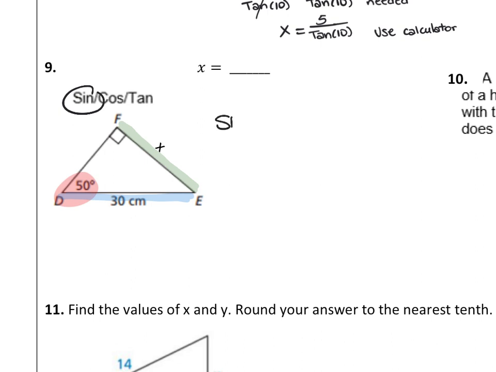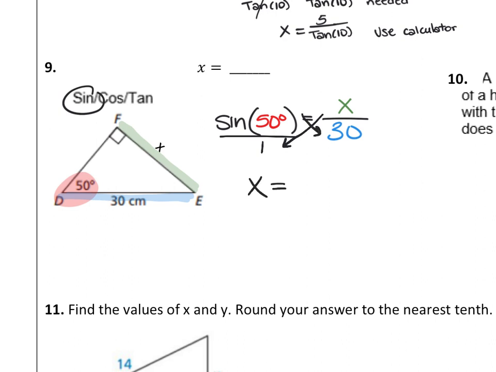We would say sine of 50 degrees, because that's the angle I was given, is equal to blank over blank, which should be the opposite, x, over the hypotenuse, 30. Once we've set up the equation, we treat it like a proportion. So I'm going to put divide by 1 underneath sine of 50 degrees. We cross multiply and divide. This side is x times 1, which is just simply x. The other side is 30 times sine of 50 degrees. Just write that down: 30 times sine of 50 degrees.